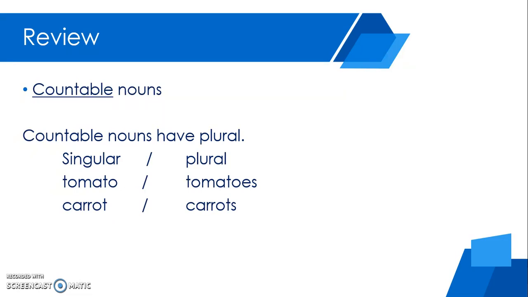Remember that countable nouns have a plural. For example, tomato, tomatoes, carrot, carrots, pen, pens, cup, cups, phone, phones. Okay, they always have a plural form.